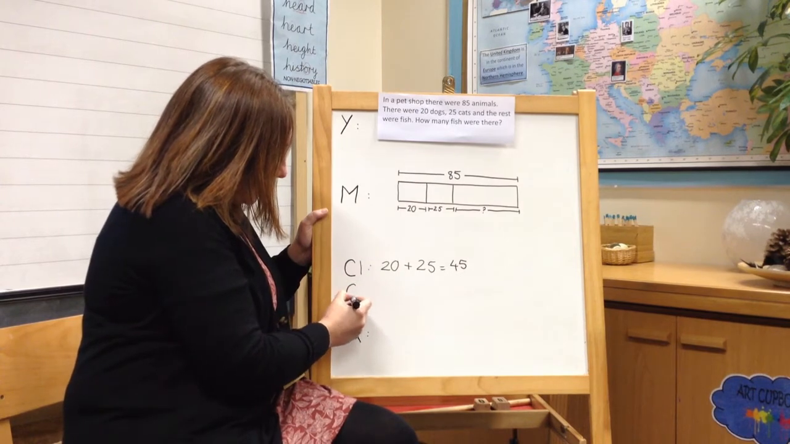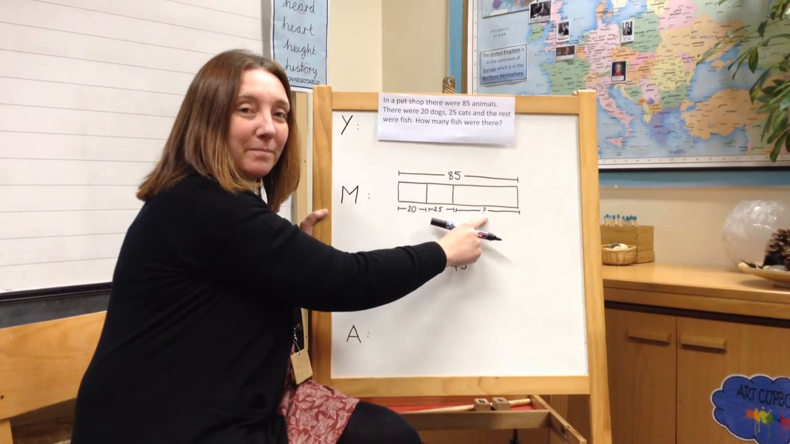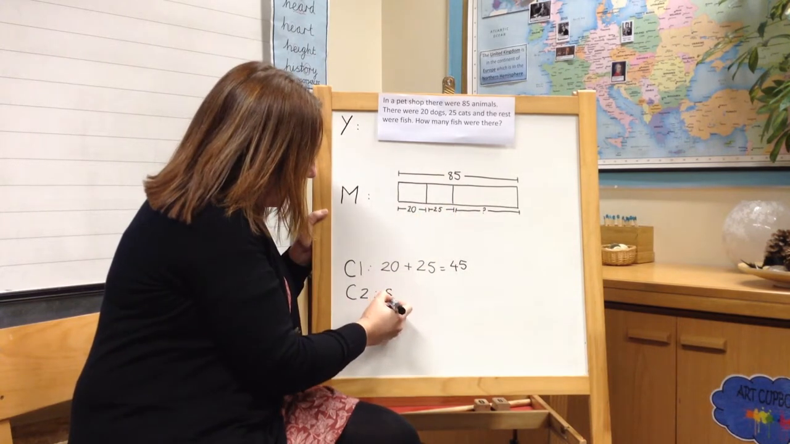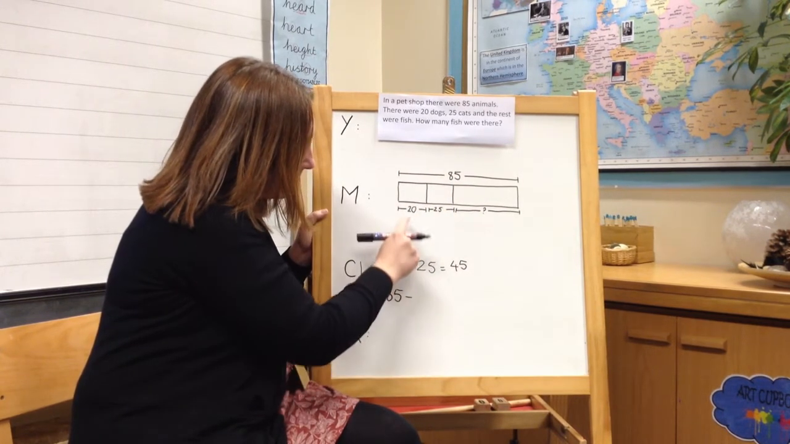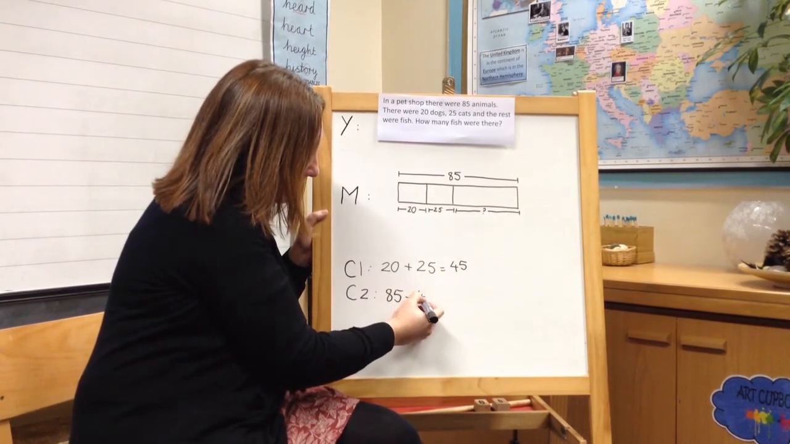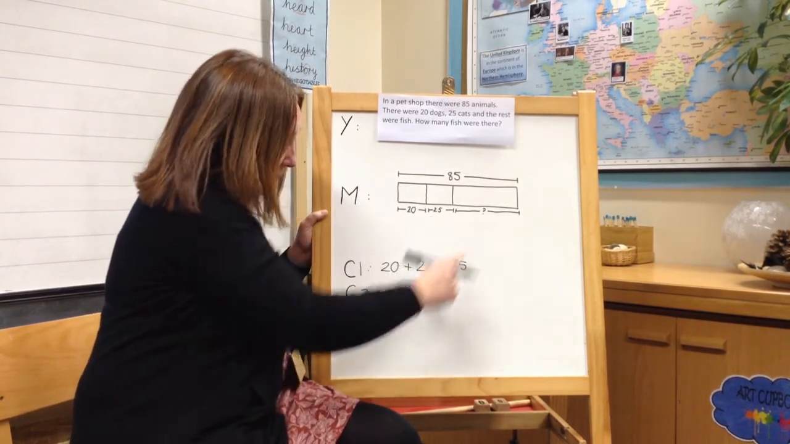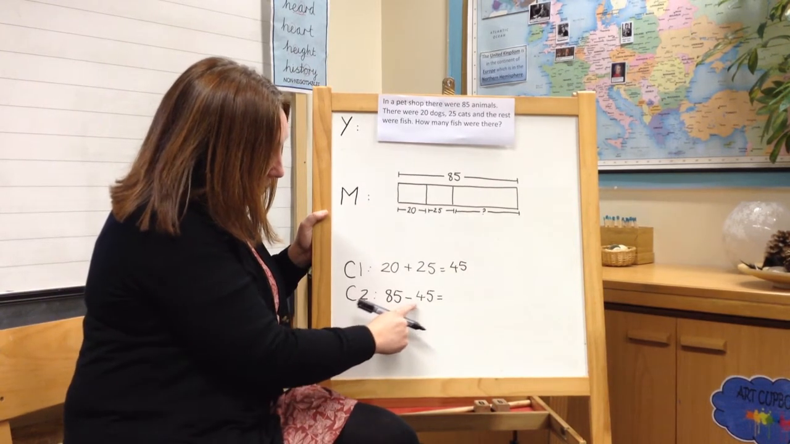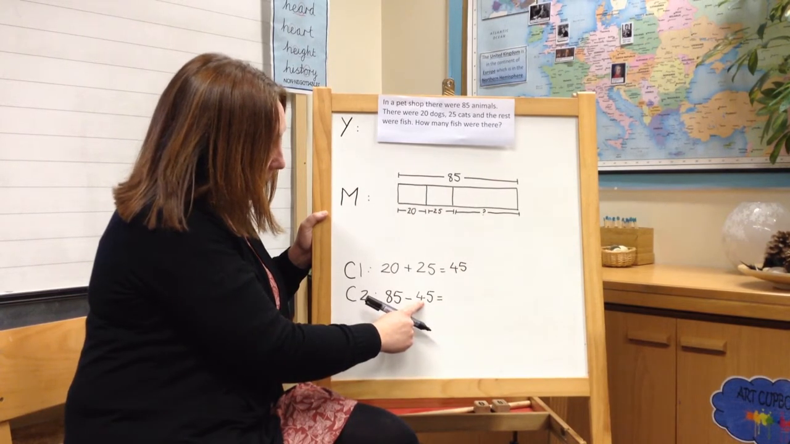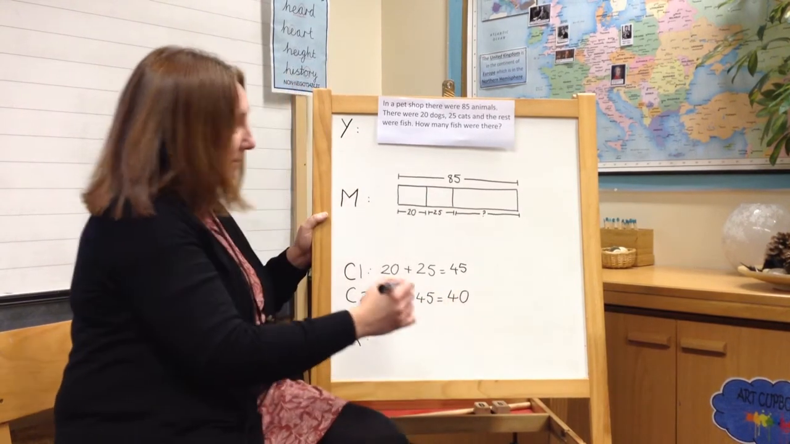What calculation do you think we need to do now to work out the question mark? That's right, we need to subtract. We're going to start with 85 as our minuend, and we now know the value of the two parts, which is 45. This will give us the value of the question mark. 85 subtract 45. 85 subtract 40 is 45. Subtract 5 gives us an overall difference of 40.